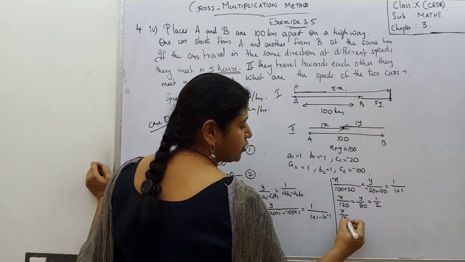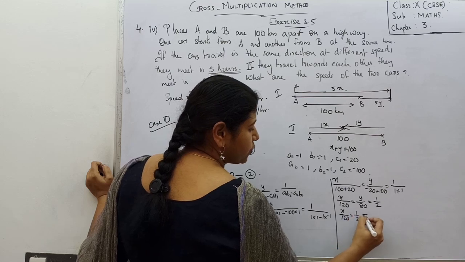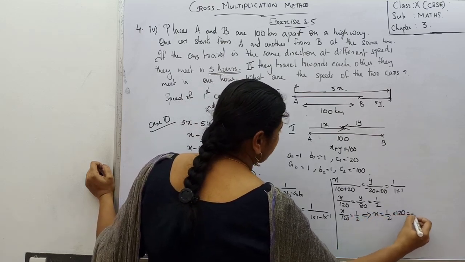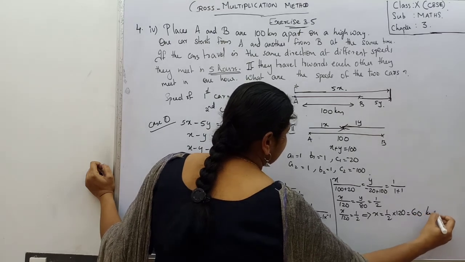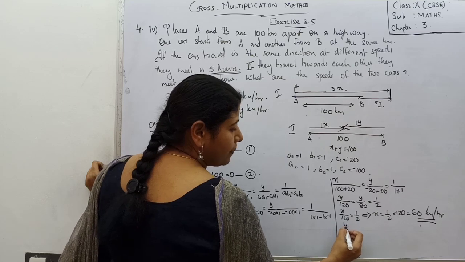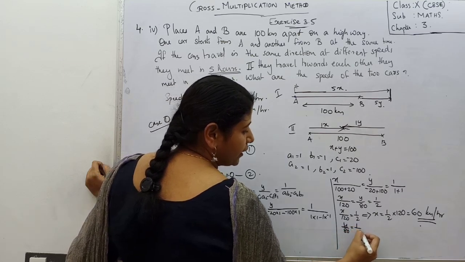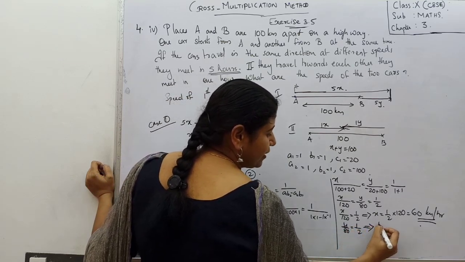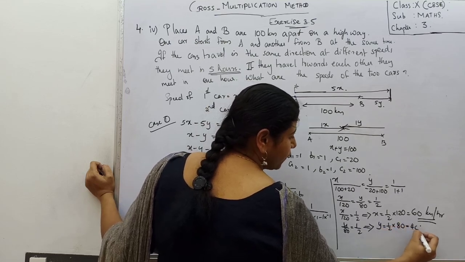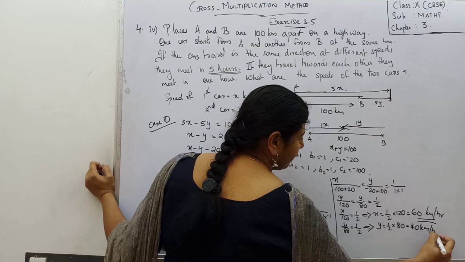So x by 120 equal to 1 by 2, which will give you x equal to 1 by 2 into 120, which is equal to 60. So we get x as 60 km per hour. Then what about y? y by 80 equal to 1 by 2, which implies y equal to 1 by 2 into 80, which is equal to 40 km per hour.